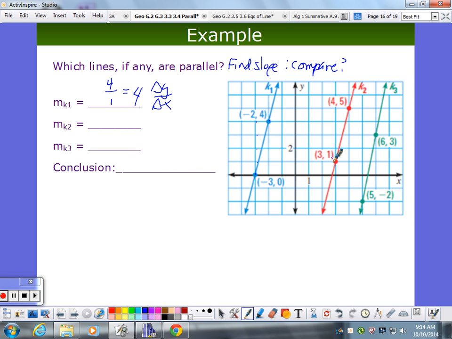Now let's look at the slope of K2 here. 1, 2, 3, 4. That's my numerator over 1. So that one is also going to be 4. And let's look at the slope of K3. So I look for, again, 2 points here. 1, 2, 3, 4, 5 over 1. So this one has the slope of 5. So what's my conclusion? Do I have any parallel lines? And if so, which ones? Joseph? Lines K1 and K2 will be parallel because they have the same slope.